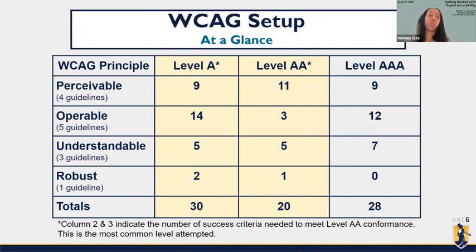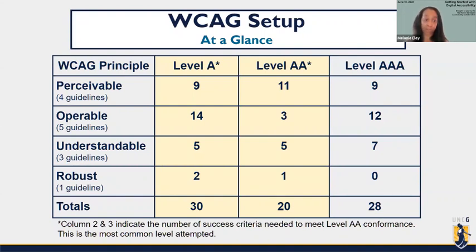So if you were wanting to solely focus on single A, you've got 30 total success criteria that you would need to meet between those 4 core principles. If you were going for AA conformance, you would have an additional 20. So you'd have to not only meet the 30 success criteria that fall within those 4 principles, you also would have an additional 20 that you would need to meet as well.